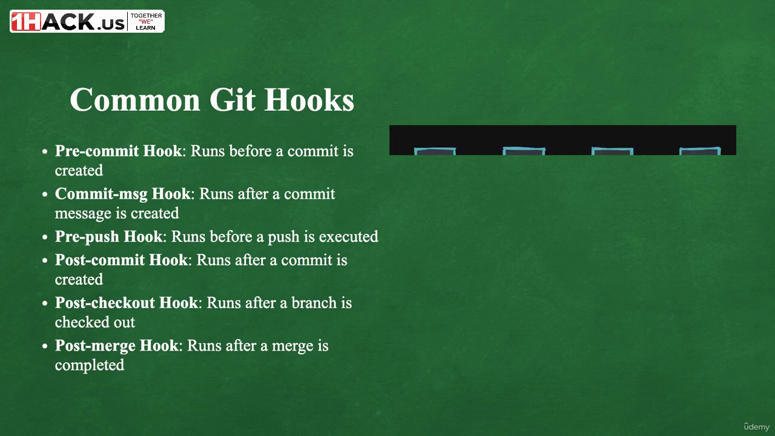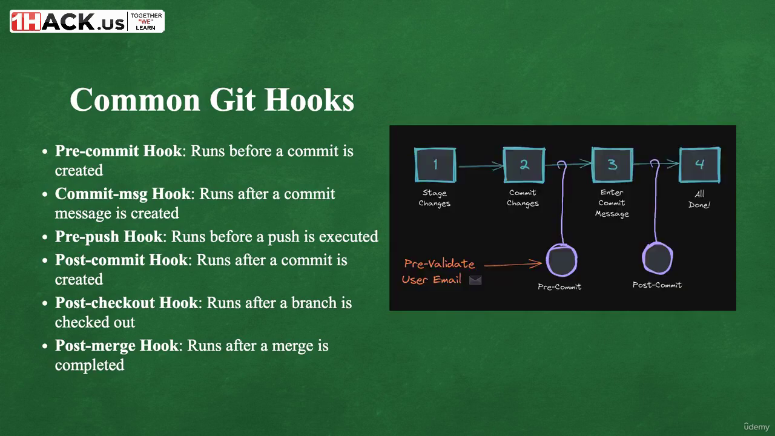Git provides a variety of hook scripts that you can use to automate different stages of your development workflow. Some of the most common Git hooks include: 1. Pre-commit hook. This hook runs before a commit is created, allowing you to perform checks or validations on the changes being committed. For example, you can use a pre-commit hook to enforce code style guidelines or run linting checks.